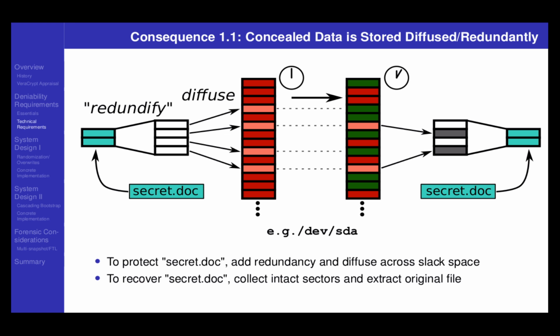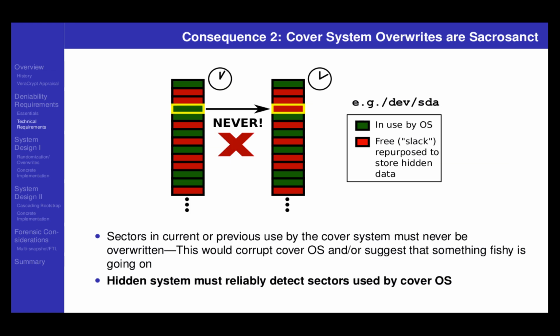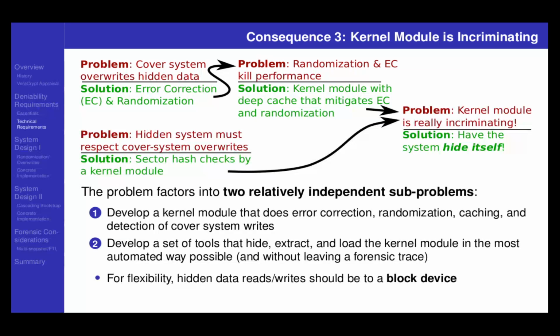Okay, great. There's one more thing we have to do. We have to make absolutely certain that if we're doing this, we never overwrite anything touched by the cover system. Not now, not before. And the issue is not only not corrupting the cover system, but also making sure that the deleted files remain intact, because that's really important for the forensic picture. If you can do those two things, then you're on a good path. And so here basically you have problem, solution, problem, solution. The solution at the end of the day, half of the solution to this problem, is a kernel module.